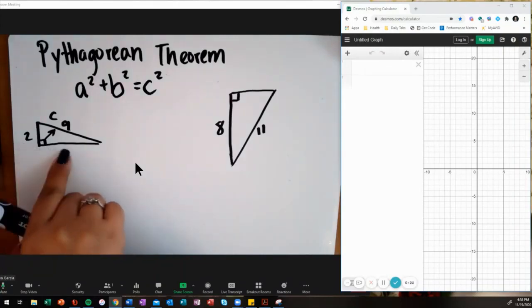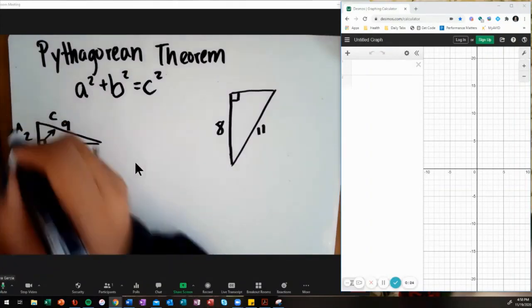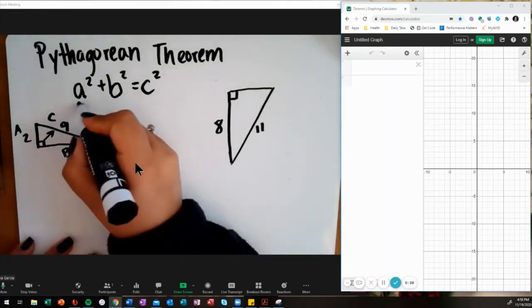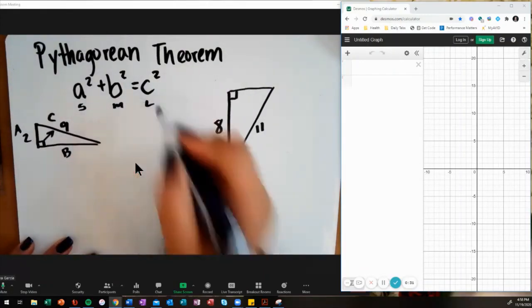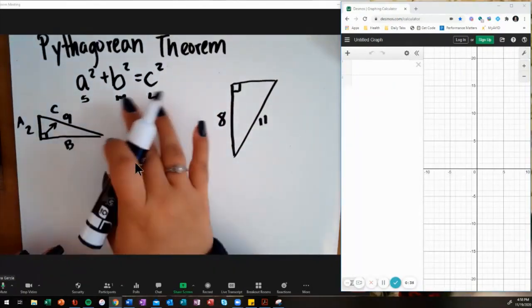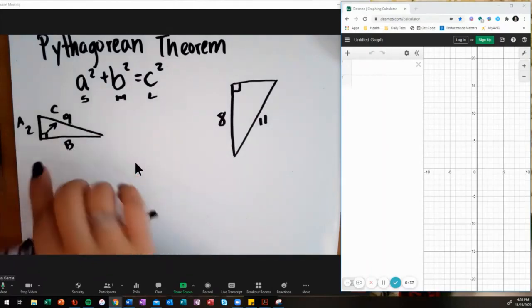Obviously, this one is shorter than this side, so I'm going to label this my A, and I'm going to label this one my B. So remember I said, let's make this one the small, the medium, and the large. The side C is always the largest side. So I'm going to use my Pythagorean theorem formula, but now I'm going to plug in these numbers, okay?